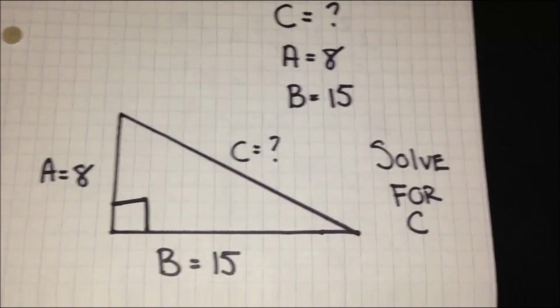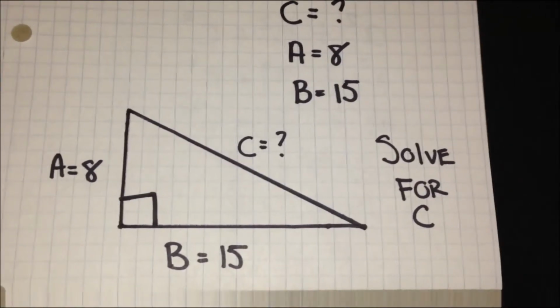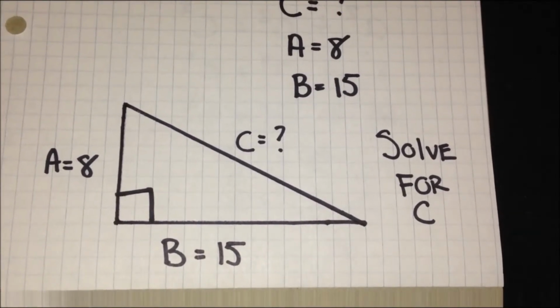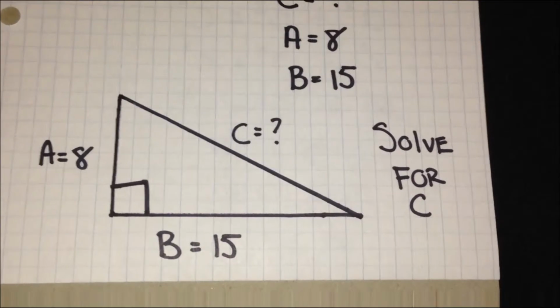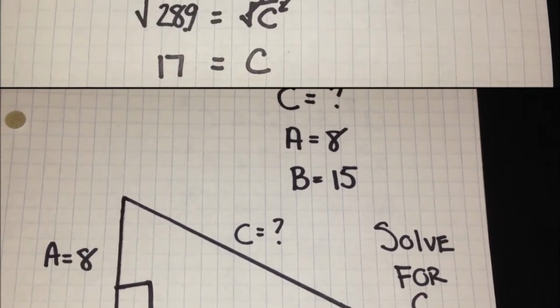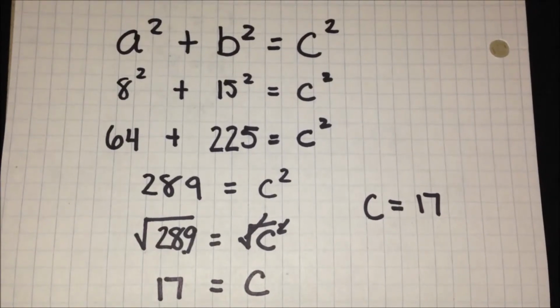In this problem, C is unknown, A is equal to 8 and B is equal to 15. We are to use the Pythagorean theorem to solve for C. Here's the solution to the first problem.